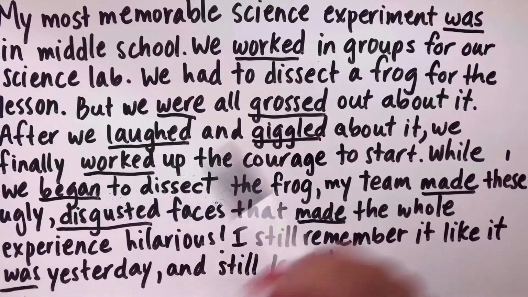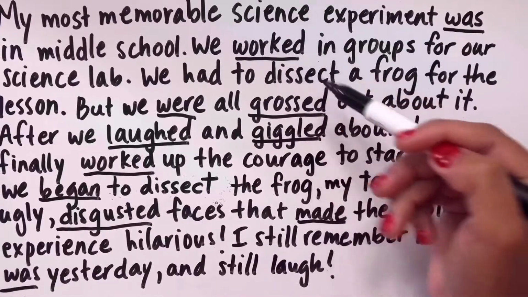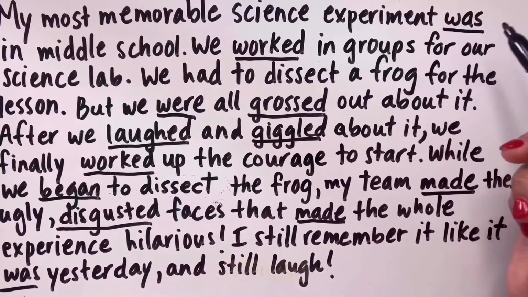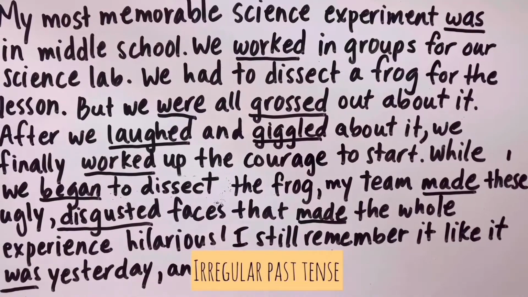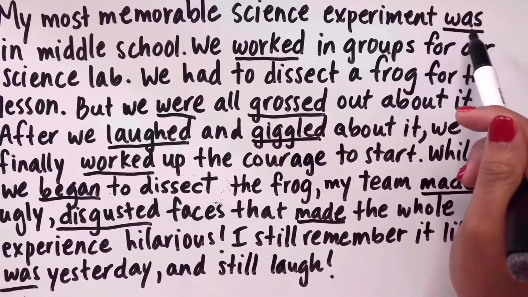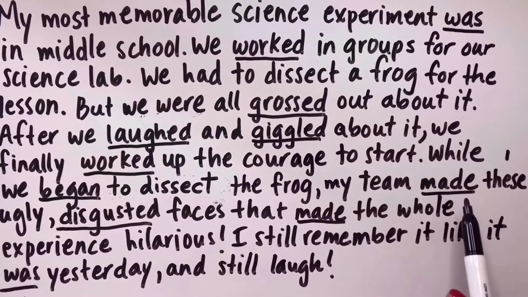Made. We have regular past tense verbs that we just add an ed at the end to make sure that we're talking about the past. Then we have irregular verbs like was, began. The present tense of began is begin. The present tense of was would be is. The present tense of made is make.